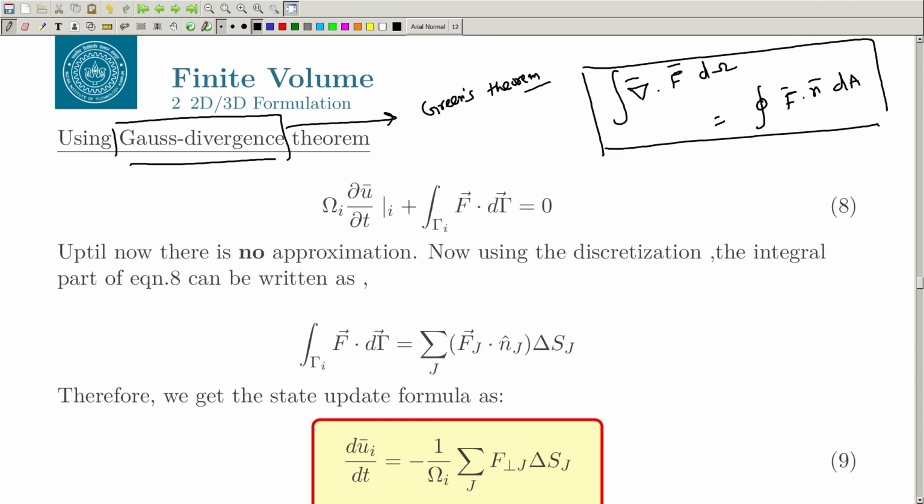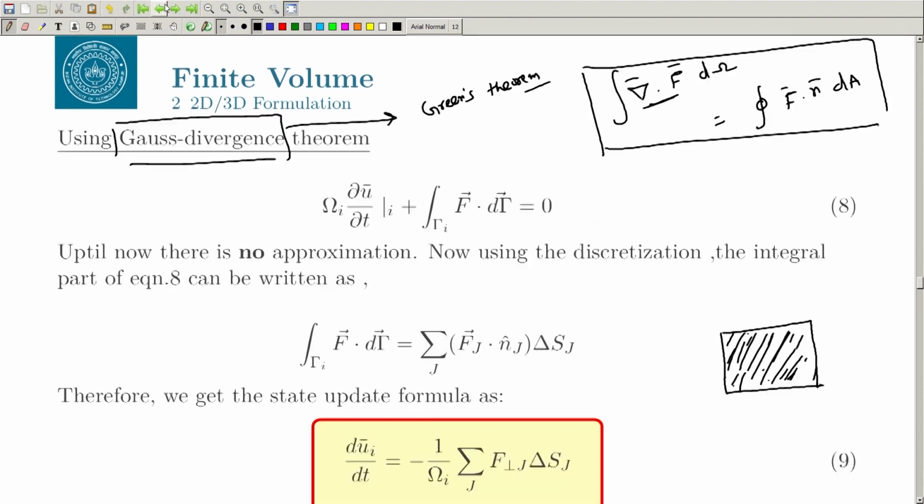What does it mean physically? Let us try to understand it. Let us say this is your volume, and there is some divergence here, the del dot f value, and you want to integrate it across this volume. So instead of integrating across this volume, you can just see what happens on the faces.